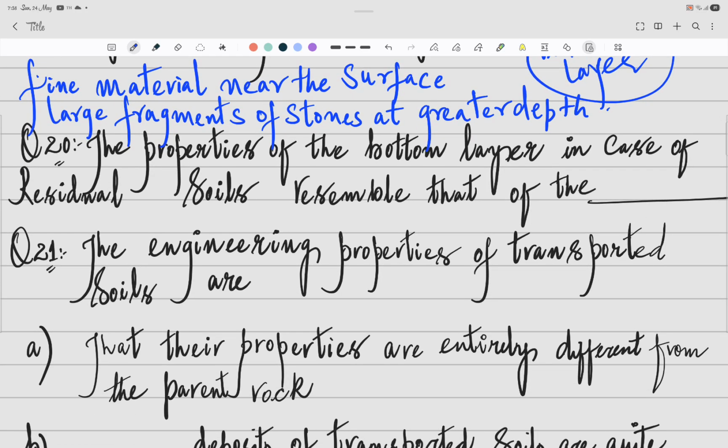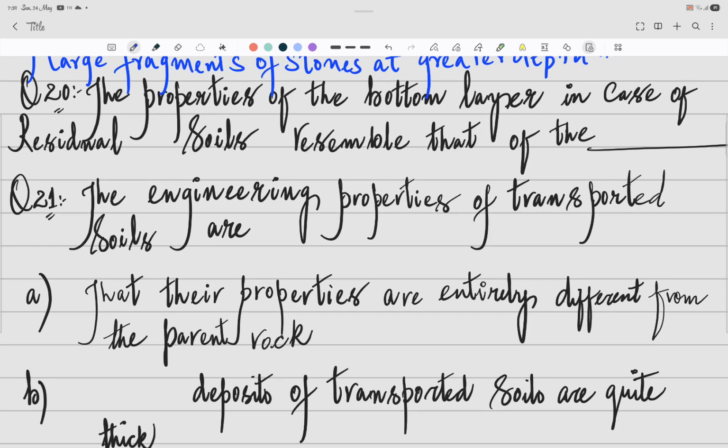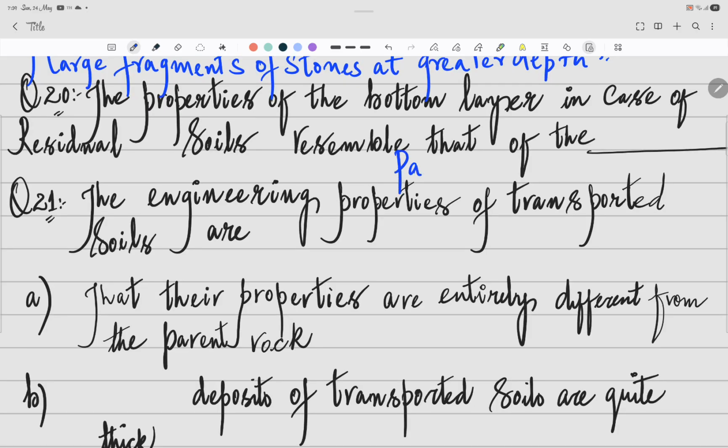So let's move on to question number 20. The properties of the bottom layer in case of residual soils resemble that of the, answer is parent rock. All right, so this was about the engineering properties of the residual soils, wherein we see a gradual transition from relatively fine material near the surface to large fragments of stones at greater depths, and the properties of the bottom layer resemble that of the parent rock in many aspects. And the thickness of the residual soil formation, as already discussed, is generally limited to a few meters only.